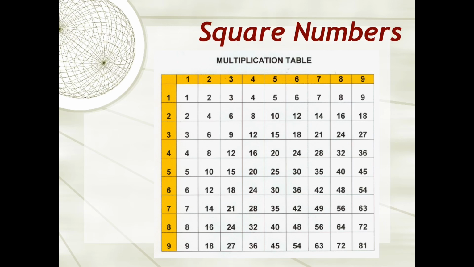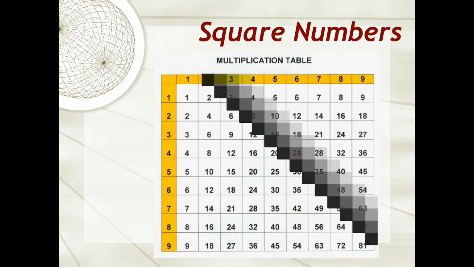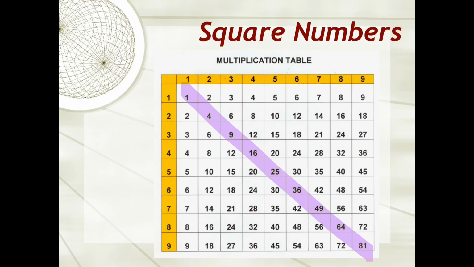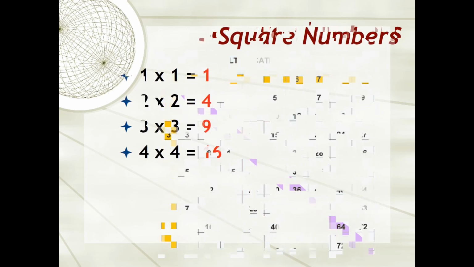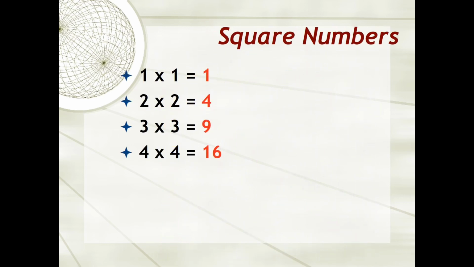Any number times itself, like 1 times 1, 2 times 2, 3 times 3, are all going to result in perfect squares. So the first perfect squares are 1, 4, 9, 16, 25, 36, 49, 64, and 81, because all of those are a number multiplied by itself. The numbers in red are called square numbers. These are called square numbers because they result in a square.